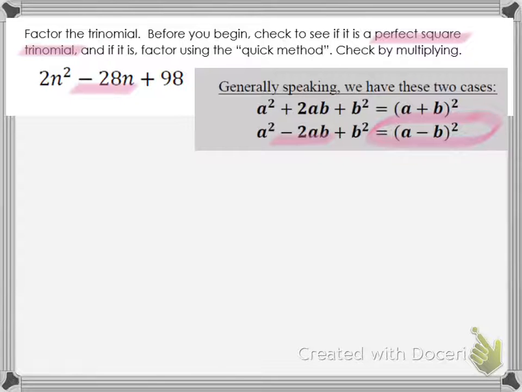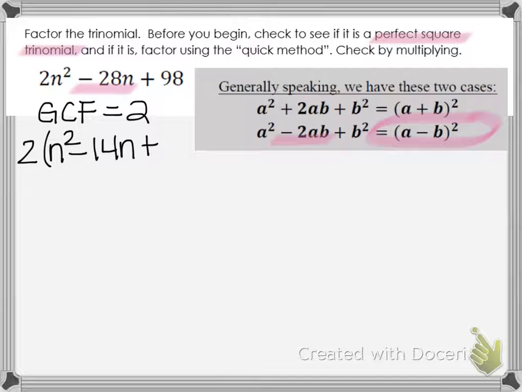Now, when we look at our original problem, we see the first term is 2n squared and the last term is 98. Well, those aren't perfect squares. So you might think right away, this isn't a perfect square trinomial because those aren't perfect squares. But notice this has a GCF of 2. So before you do anything when you factor, you always want to check first and see if there's a GCF. So what I'm going to do now is factor out that GCF of 2. And what I have after that is n squared minus 14n plus 49.